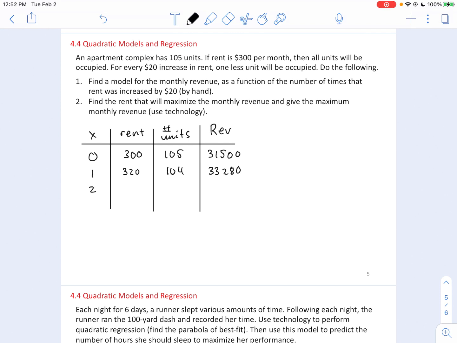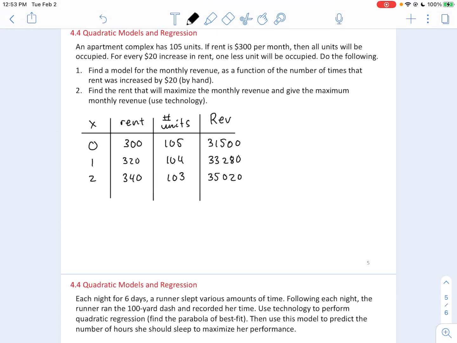What if x is 2? So we're going to increase by $20 twice. So this will be now $340 per month per unit. But we lose another unit in the process. But when I do 340 times 103 units, my revenue has still gone up. It's now $35,020. So the question is, will this continue to happen? Well, eventually no, because even if this gets extremely high, eventually we're going to get down to no units filled. So your revenue will be 0. So even though revenue is currently increasing, I expect it to drop back down to 0 at some point, suggesting that there might be a maximum. And our goal is to figure out what that maximum is.